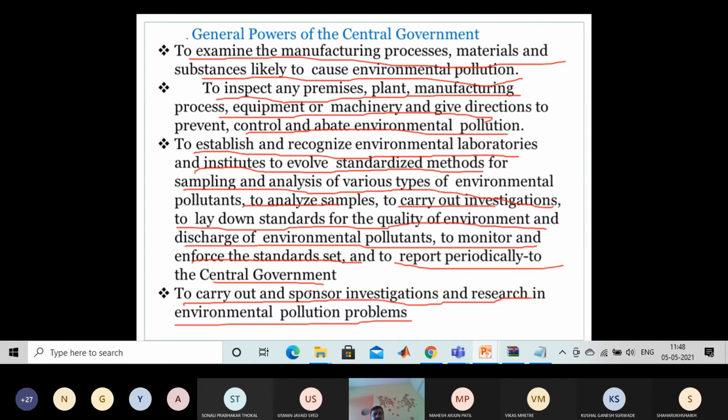So in this slide, if you see the role of the central government, or the powers of the central government, to examine manufacturing processes or materials. Next, they can go and inspect anything inside the industry, whether equipment is working properly or not, to control pollution. Similarly, they are going to establish various laboratories to analyze the samples collected from the site, and how to collect the sample and how to analyze the sample is going to be decided and followed. Similarly, they provide sponsorship or infrastructure support to researchers to perform environmental research.